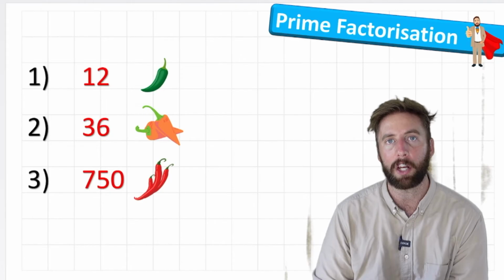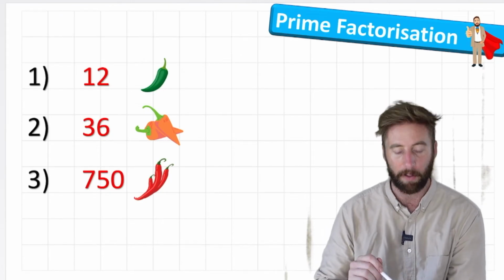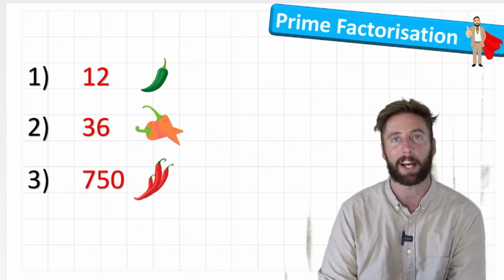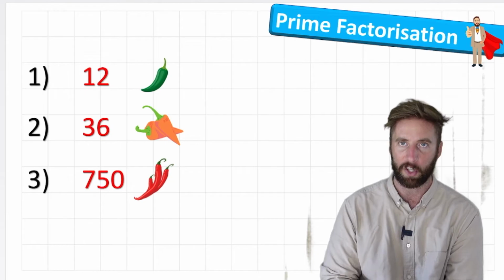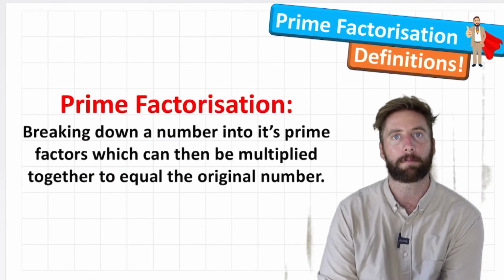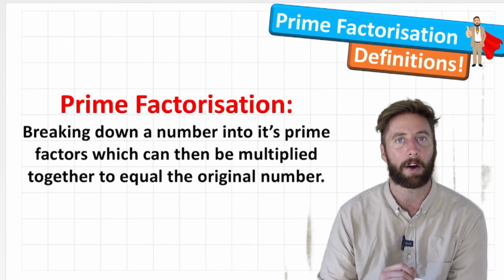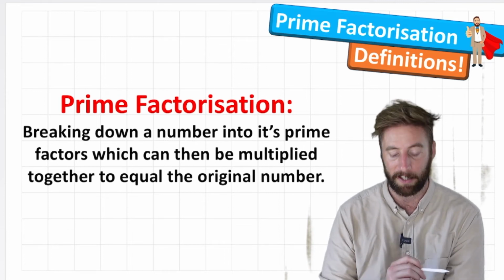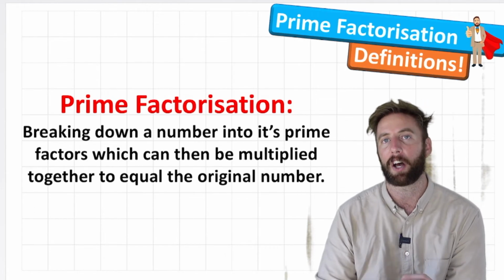Okay, so we have these 3 numbers we're going to focus on today. We have the number 12, which is our green chili challenge. We have the number 36, our orange chili challenge. And then we have 750, our red and our hardest chili challenge. Okay, but first, what is prime factorisation? So prime factorisation is breaking down a number into its prime factors, which can then be multiplied back together to get the original answer again.